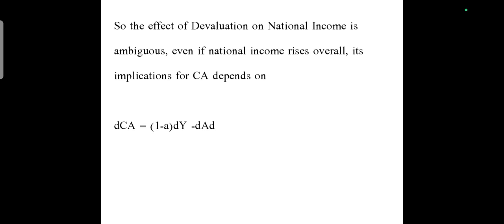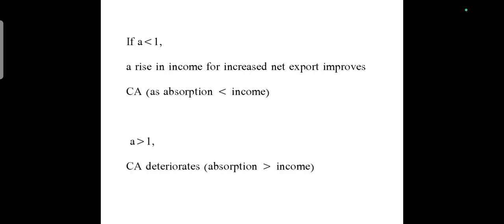So the effect of devaluation on national income is quite ambiguous. Even if national income rises overall, its implications for current account depends on the last equation we found, that dCA is equal to (1 minus a) dY minus dAD. If a is less than 1, a rise in income for increased net export improves current account, as absorption is less than income. In the opposite case, if a is greater than 1, current account deteriorates because absorption is greater than national income.